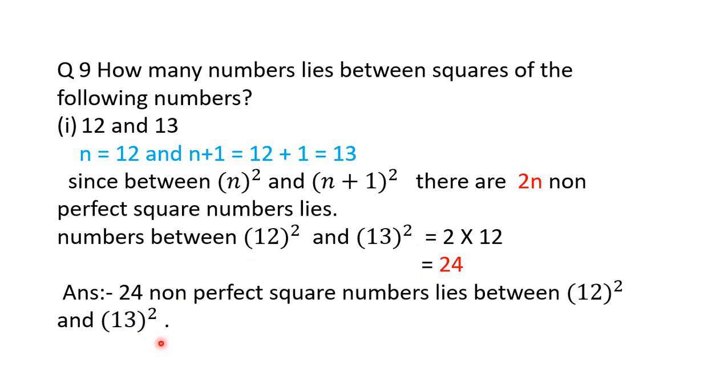What we have to do for these types of problems: whatever consecutive numbers are given, we have to write the formula, that is, 2n numbers lie between these two square numbers. So 2 into n, where n is the smaller number of the two. Then the product of this n with 2 will give the numbers between the two consecutive square numbers.